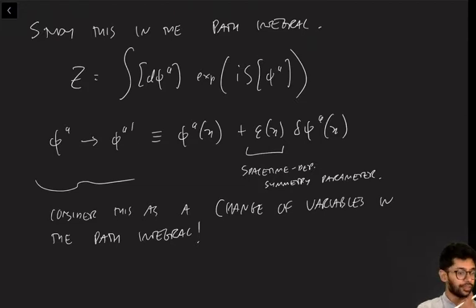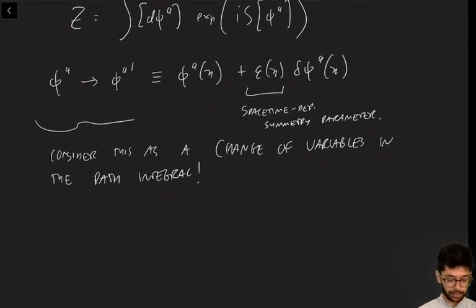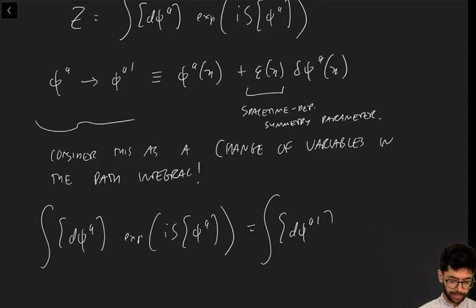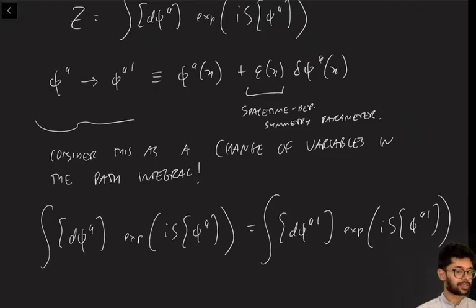So the first thing to note is that, like any change of variables, this does not alter the numerical value of the functional integral. So in particular, if I had the integral dφ_a exponential of iS[φ_a], this is obviously the same as the integral dφ_a prime exponential of iS[φ_a prime], independent of the relationship between φ_a and φ_a prime. So this is true for any change of variables, whether it's a symmetry operation or not. This is always true.